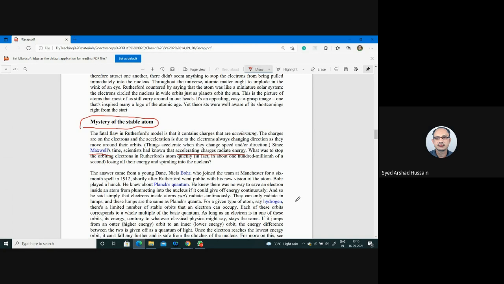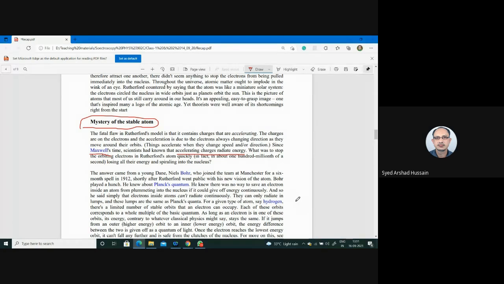Again, he suggested that if an electron jumps from one state to another, then there is a possibility of radiation or absorption of energy. If it moves from a lower to a higher state, then it will take energy from the surroundings, and if the opposite phenomenon occurs, then it will radiate energy. So this is another postulate.